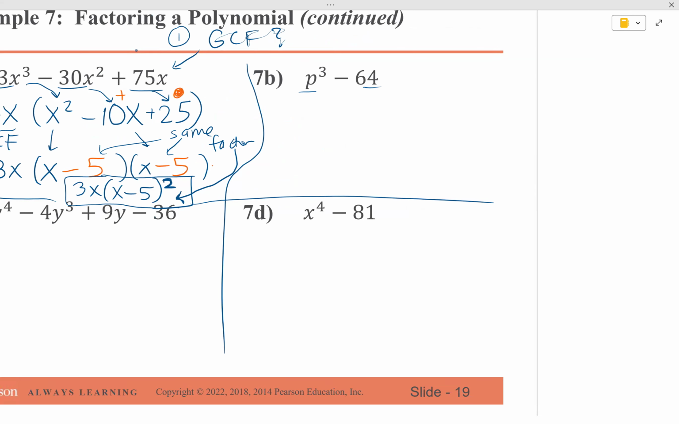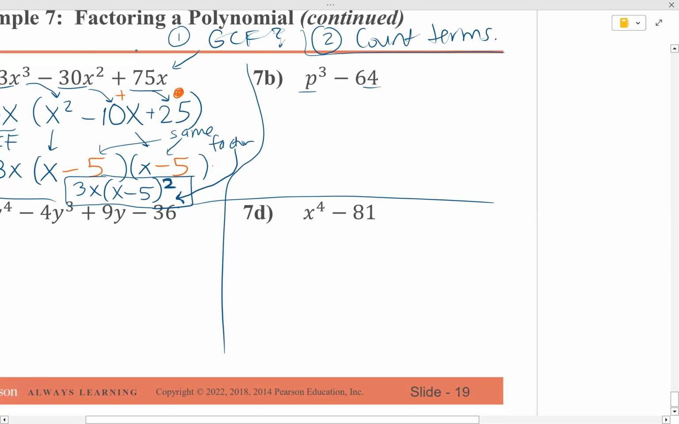So now I count the terms. And then as we went along in these 7 techniques, we talked about which of them had 2 terms, which had 3 terms. Now this has 2 terms. This particular one in example 7b, 2 terms. So it's got to be, if it factors, sometimes they don't factor, one of 3 options.